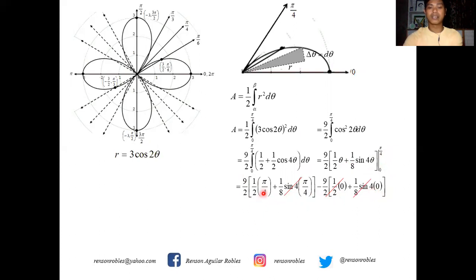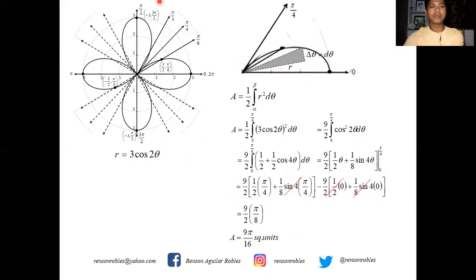And then the only thing left to do is to simplify this part, and that will equal 9/2 times 1/2 times pi over 4, which is pi over 8, and the area is given by 9 pi over 16 square units. So the area of this particular sub-region is equal to 9 pi over 16.